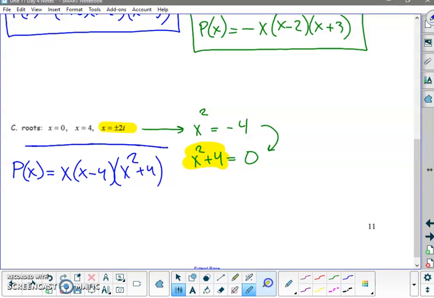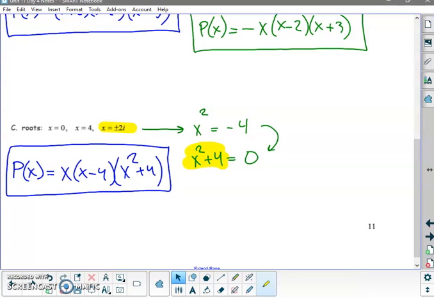And a little hint here, anytime you have an i involved as one of your roots, the factor has to be x squared plus a number. Because then to solve that, you'd have to subtract the number and take the square root, and you'd always end up taking the square root of a negative.